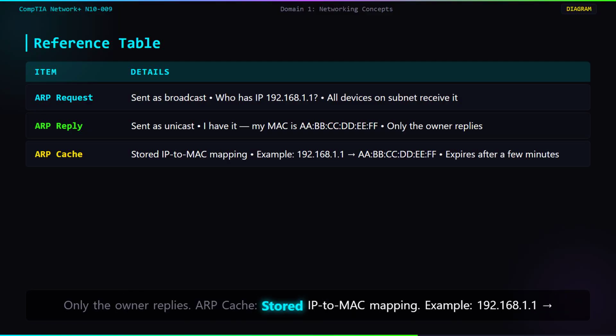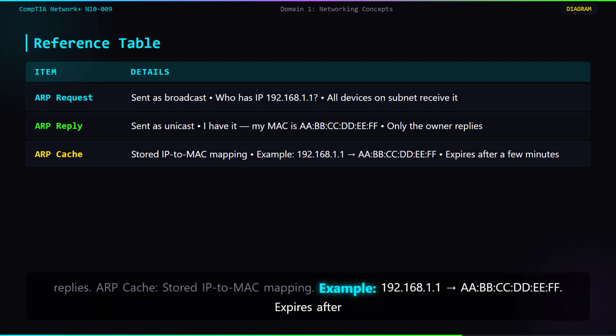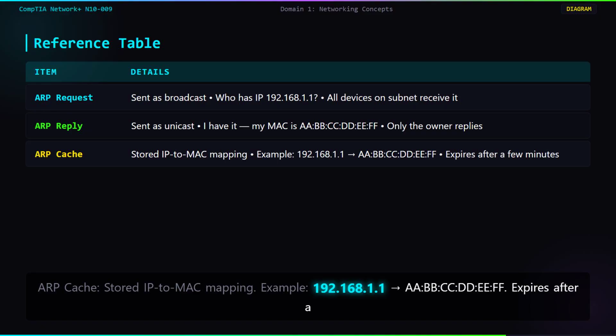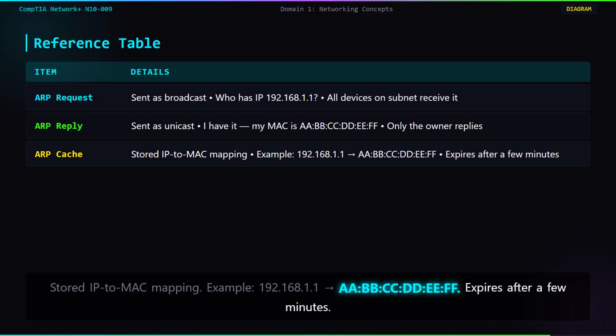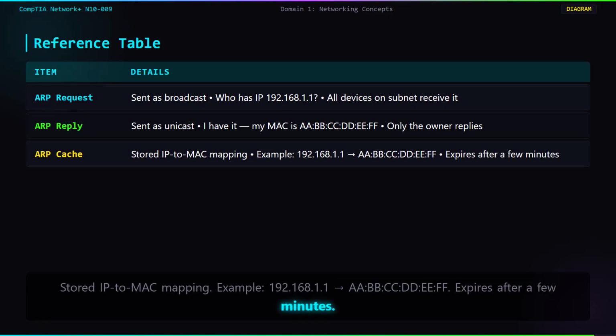ARP cache, stored IP to MAC mapping. Example, 192.168.1.1, AABBCCDDEFF, expires after a few minutes.